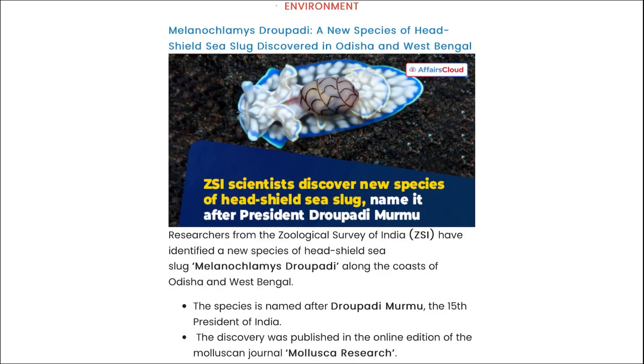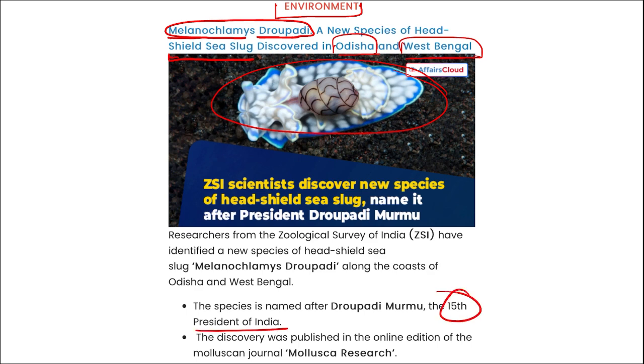Next is environment. Recently, Melanochlamys droupadi, this is the name of the new species of head shield sea slug. This is a sea slug that has been recently discovered in Odisha and West Bengal. It has been named after the President of India, Draupadi Murmu ma'am, who is the 15th President of India. So coming back, a new species of head shield sea slug was discovered in Odisha and West Bengal, and it was named after Draupadi Murmu, the 15th President of India.